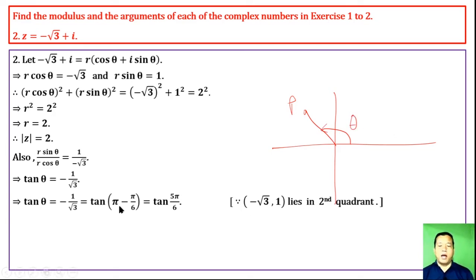Therefore it is pi minus pi by 6, that is 5 pi by 6. Since minus root 3 plus i lies in the second quadrant, equating theta equal to 5 pi by 6, that is 150 degrees. This 150 is lying between minus pi and pi. Therefore the argument of z is 5 pi by 6.